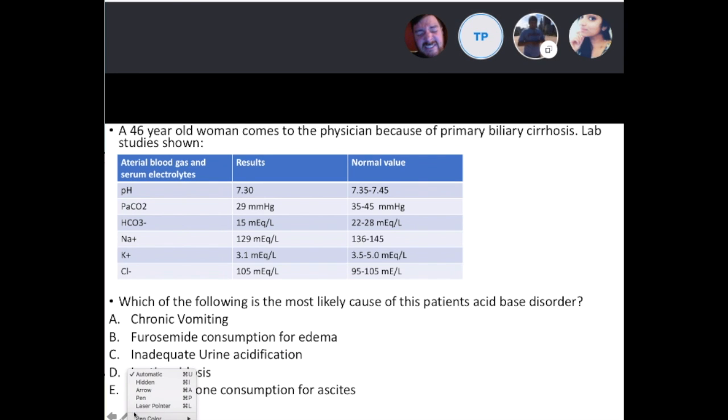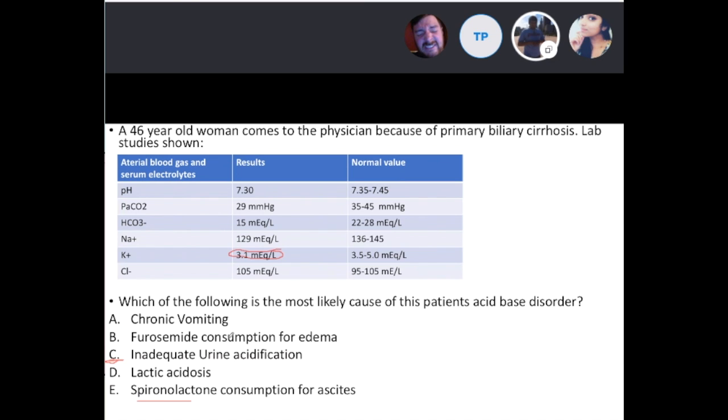I got that question wrong as well. Oh, so it is furosemide? The answer is C, inadequate urine acidification. This patient has, as you pointed out, metabolic acidosis, so that's correct. But with spironolactone, what's the side effect? Oh, you're going to say potassium sparing, hyperkalemia. So that's the reason why that's wrong.